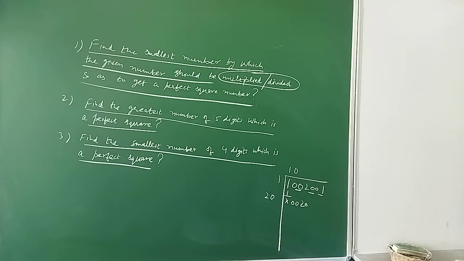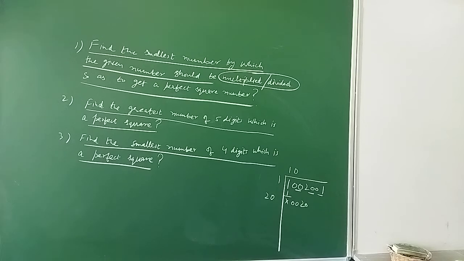Number two, I would discuss how you can find the greatest number, taking the example of 5 digits, maybe 6 digits, 7 or 8 or 9 and so on, which is a perfect square, and how to find the smallest number of given digits which is a perfect square. And sidewise, I would like to share the square root of a number where zeros are involved somewhere in between the non-zero digits. So that is the learning outcome.